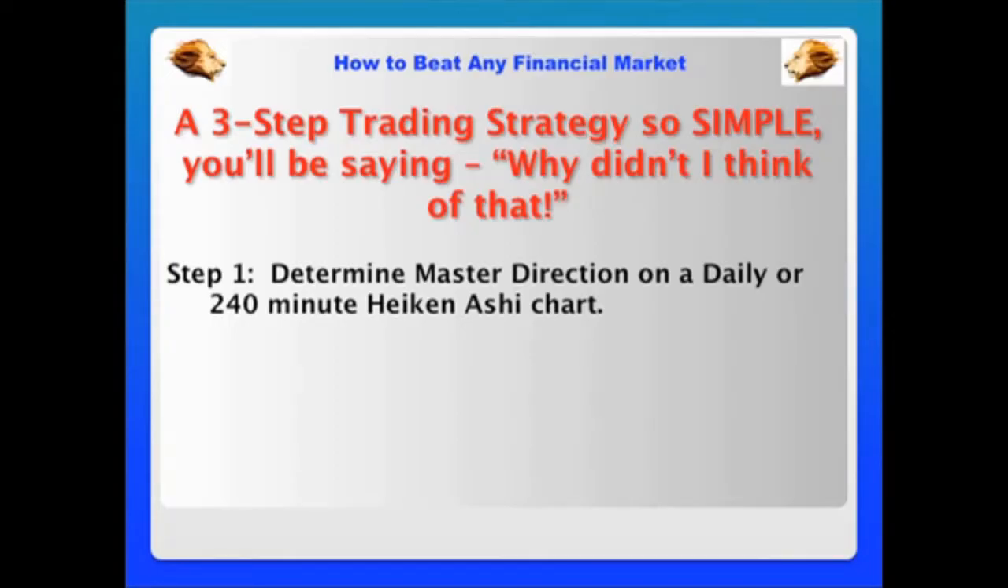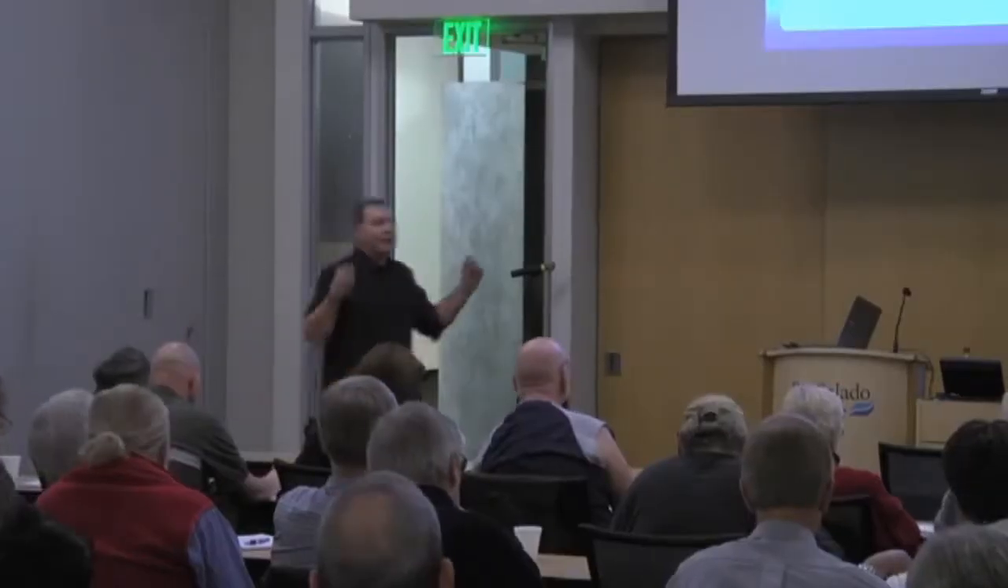Step 1, determine what I call the master direction. You know what the master direction is? I already showed you. That's the master direction. When I start trading with that in mind, there's a 75 to 80% chance that the market will be going in this direction. That's my starting point, right?